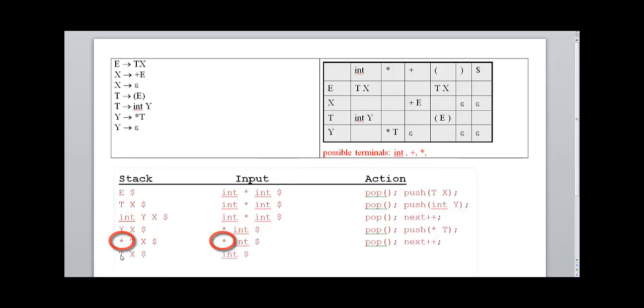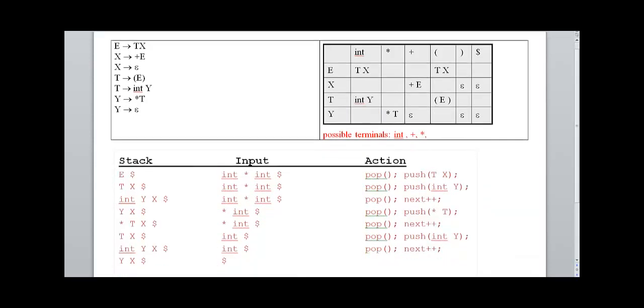So I now have a T at the top of my stack. I have an int. So I'm going to go to T here, then we have int here for my top column. And I'm going to insert int Y to the stack. As I'm sure you already assumed, we have two ints. So we're going to have a pop and next. And I'm continuing with the chart here. We have Y at the top of our stack and a dollar sign. So go to Y, dollar sign.